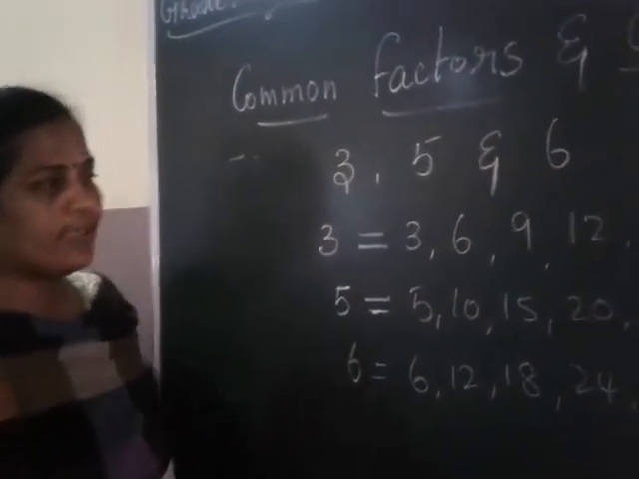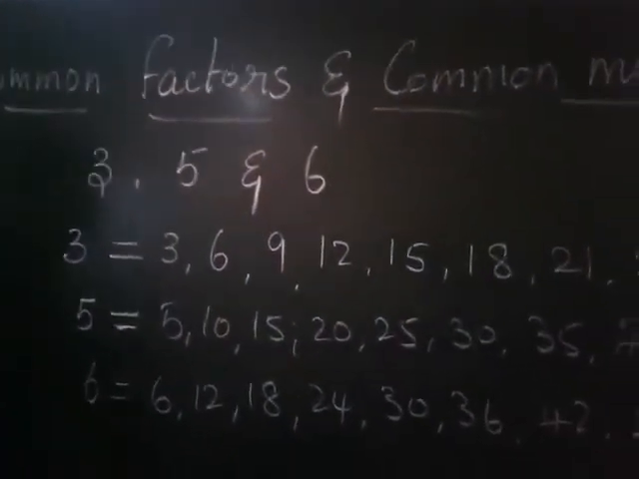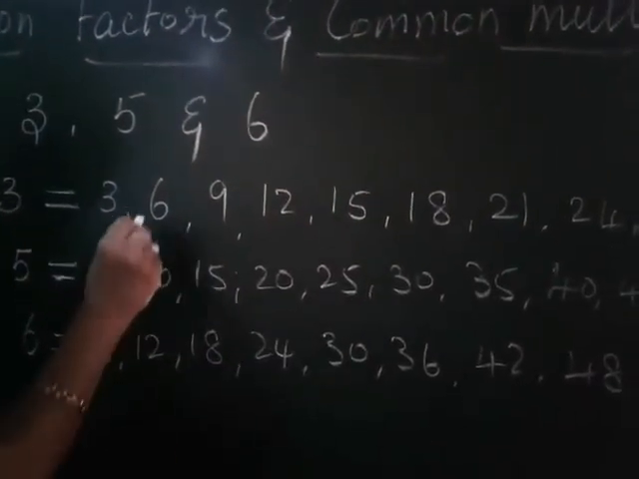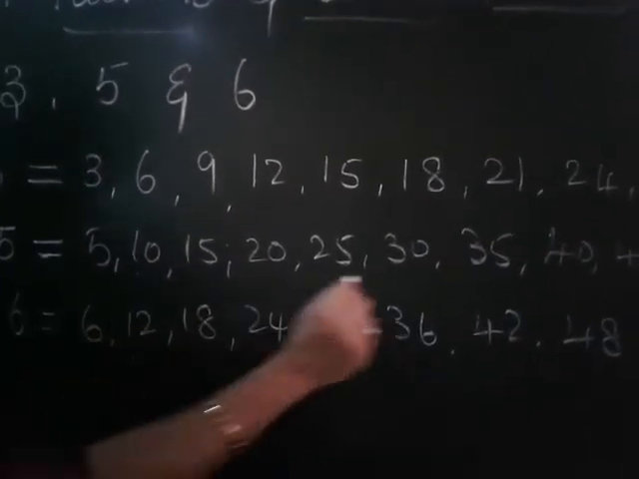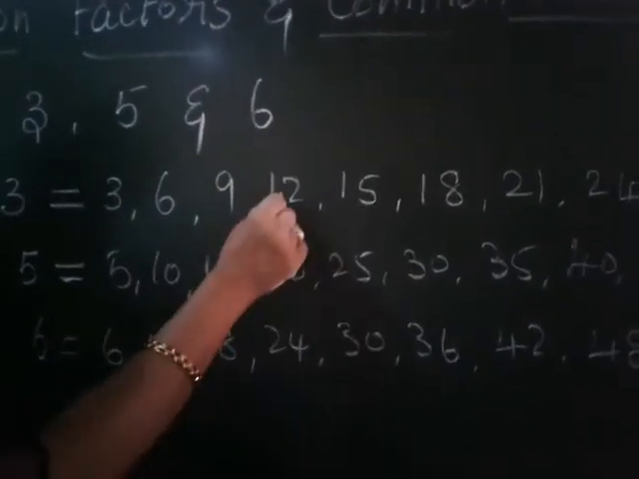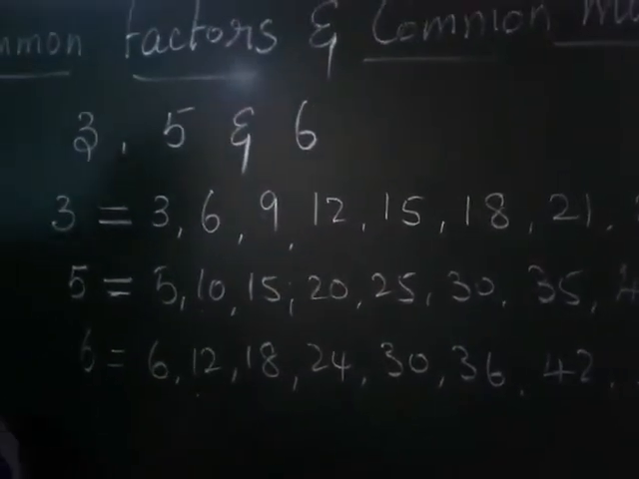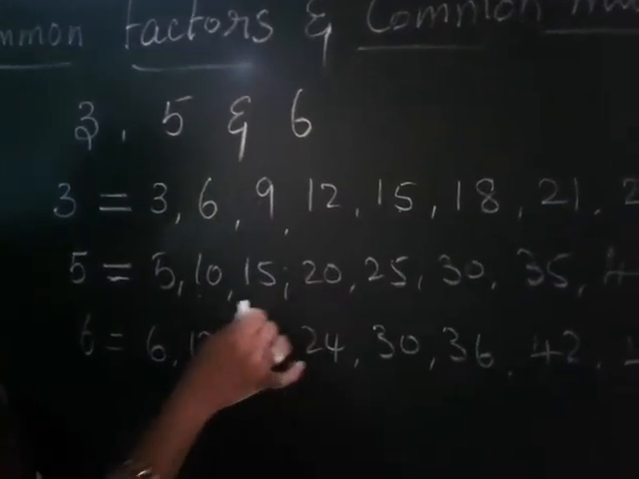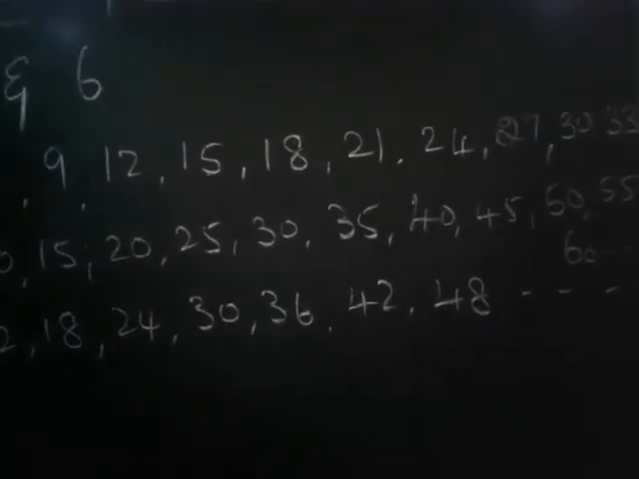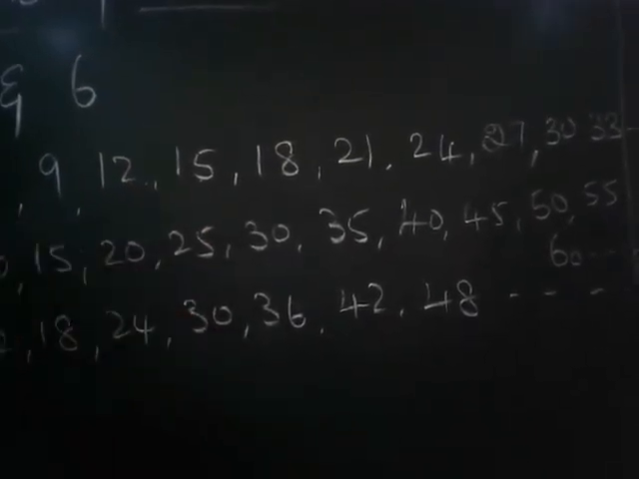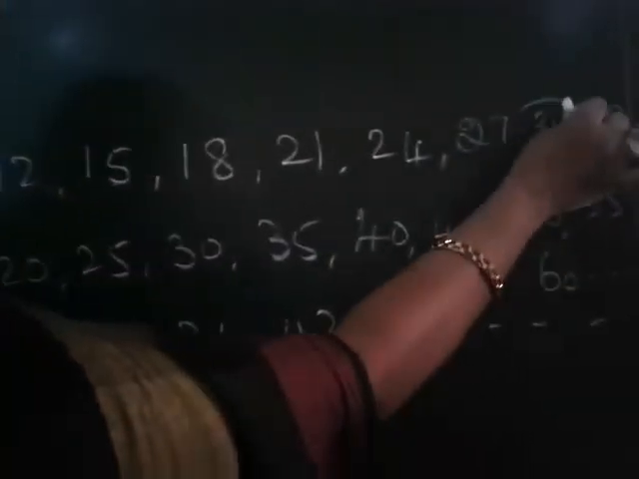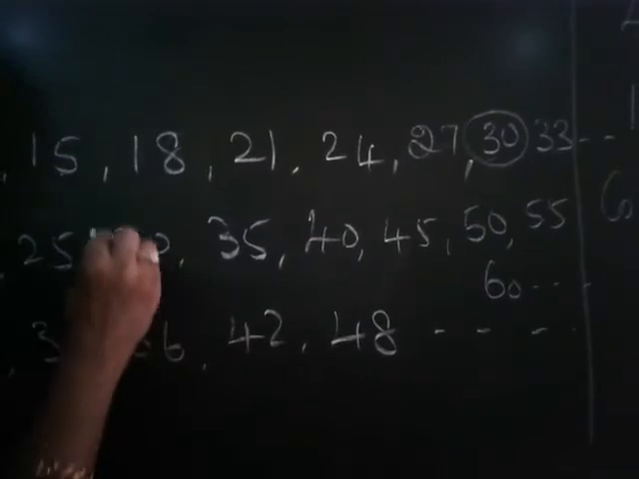Okay, now we are going to find the common multiples. A common multiple has to come in all three. 3 won't come here. Here 6 is there, here 6 is there, but there is no 6 in the other list, so you can't take it. 9 is there, 12 is there, but you can't take it. 15 is there in two lists, but in the 6 table 15 is not there. Common multiples means it has to come in all three. So 18 will not be taken, nor 20. You can take only 30.